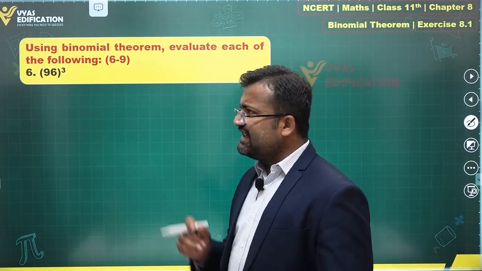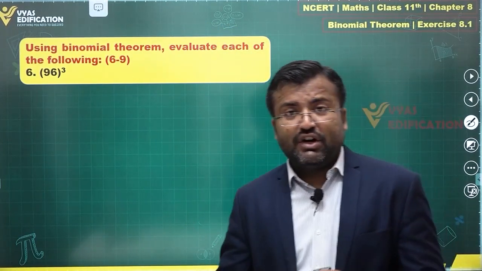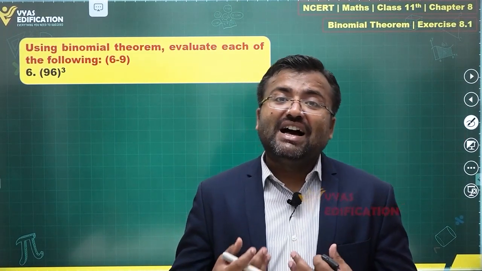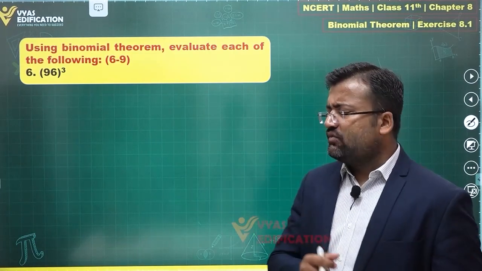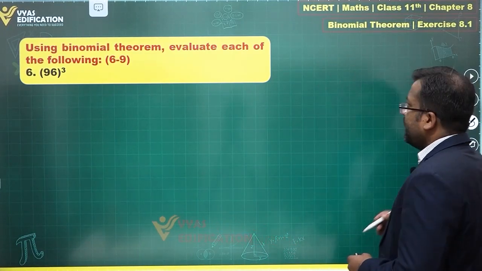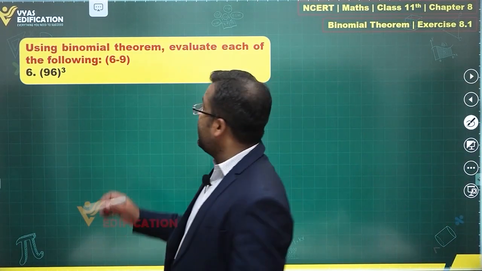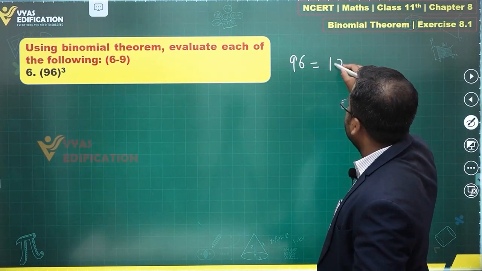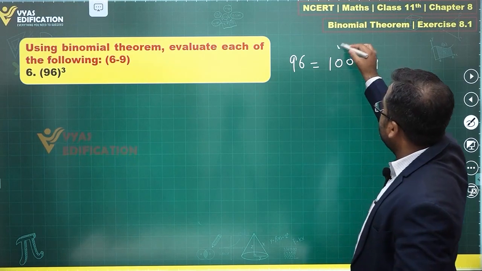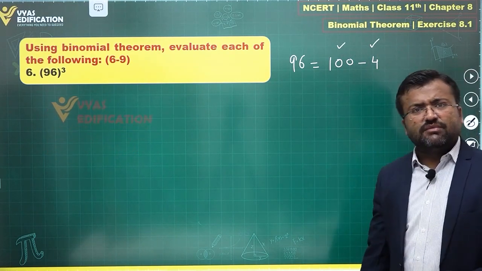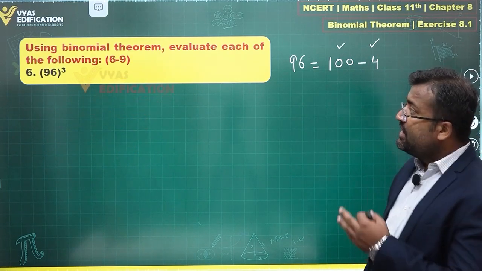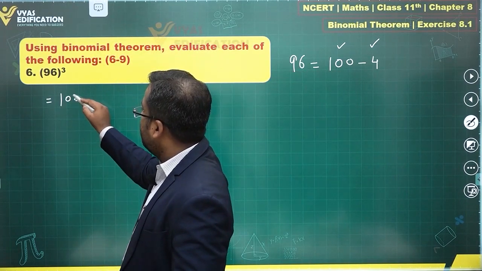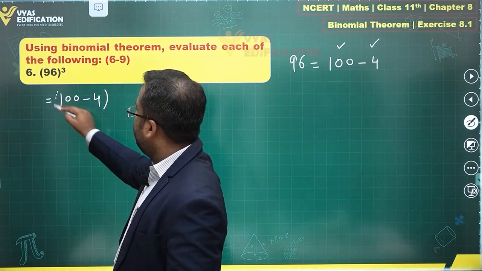Can we write this 96 as a sum or difference of two terms whose powers are easy to find? Yes, that's something we can do very easily. We can write 96 as 100 minus 4. Now, powers of this and powers of this are something we can handle very easily, right? So, let's write 96 power 3 as (100 minus 4) power 3.